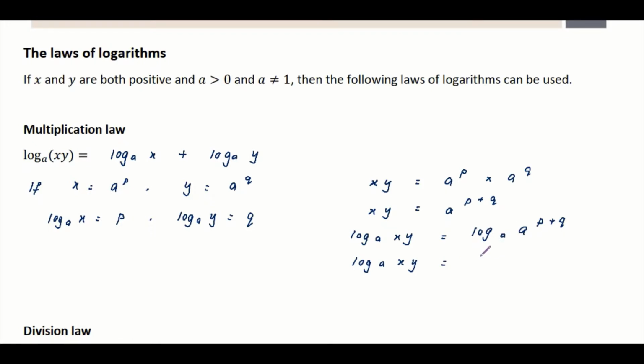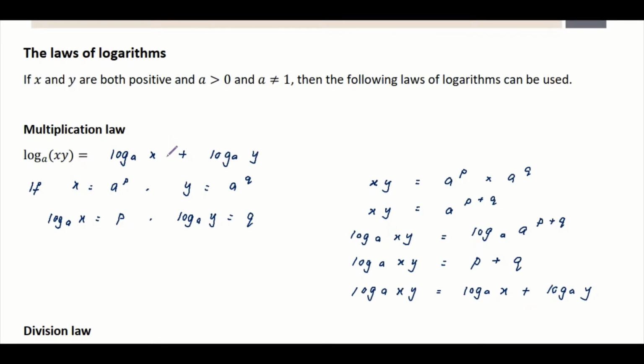So what are you left with? You're left with P plus Q. So what is P and what is Q? Log_a(xy) equals P plus Q. So your P is log_a x and your Q is log_a y. So this is how you actually get the identity.